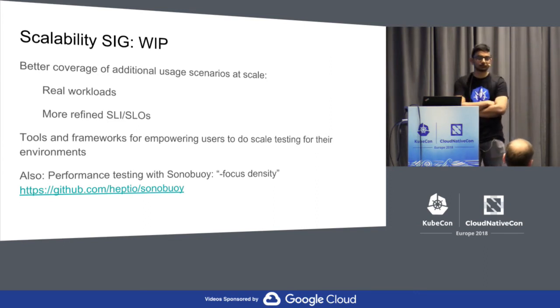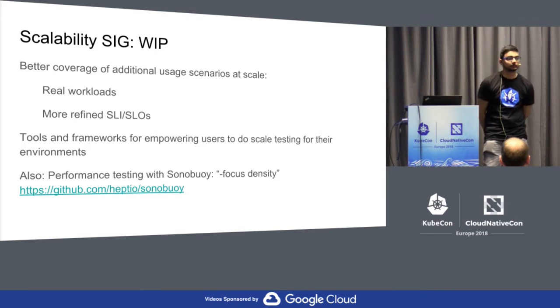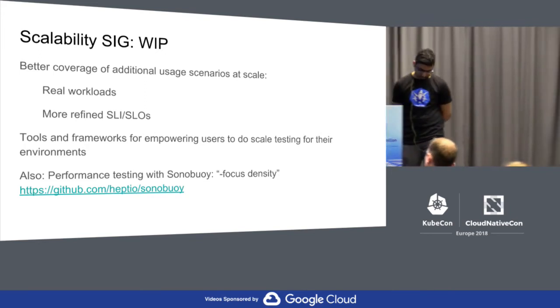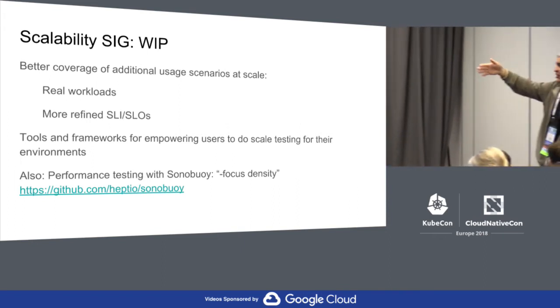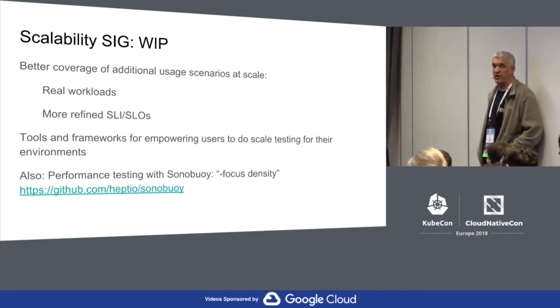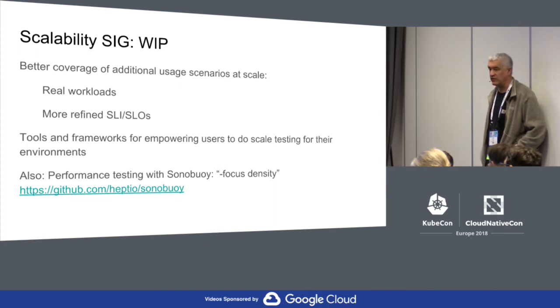One of the things we were talking about this week was being able to use Sonobuoy with a focus density argument to run these kinds of scale tests, so that you could have an existing cluster, and just like you could run conformance against that cluster and get conformance results, you could do the same for a performance result. The idea here is along the line of tools and frameworks for empowering users to figure out what's going on in their own clusters with regards specifically to these kinds of scaling tests.